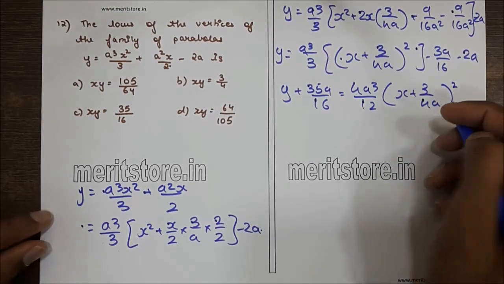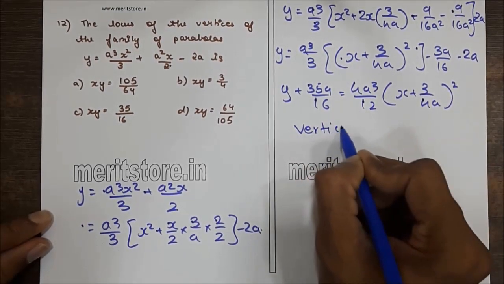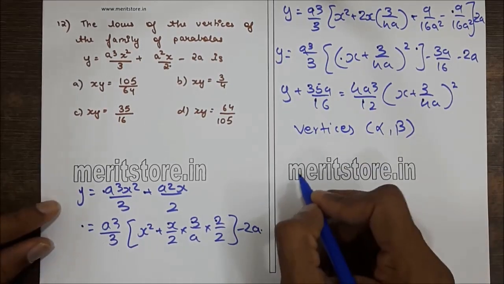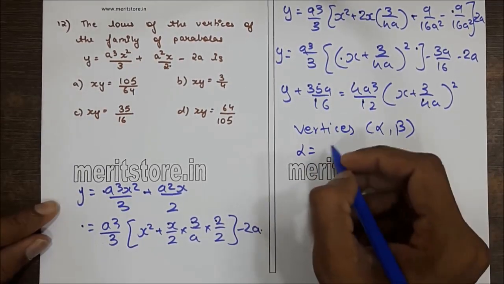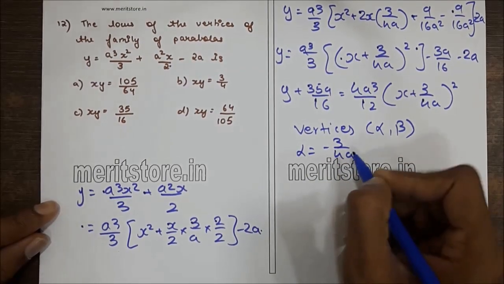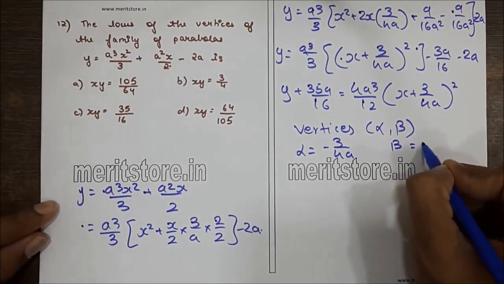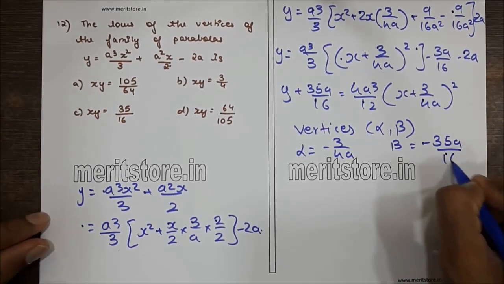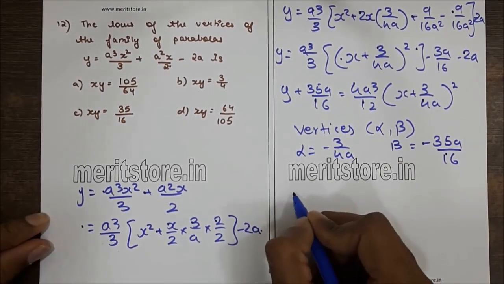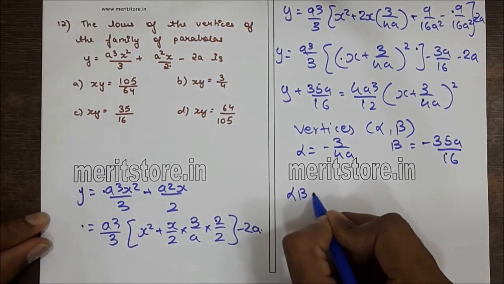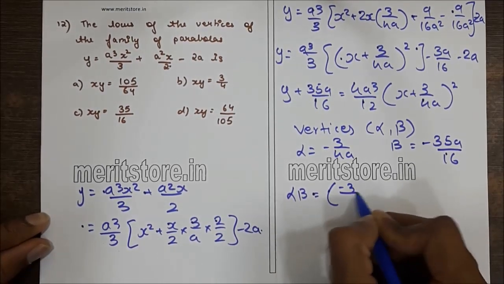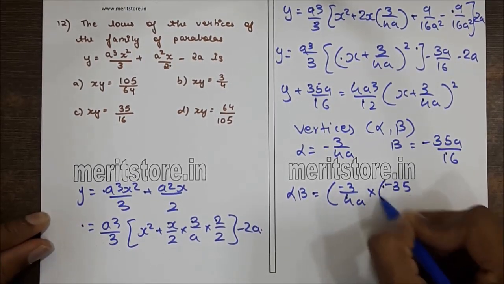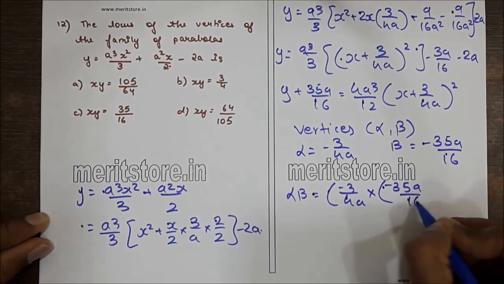So the vertex will be alpha comma beta. So we get alpha is equal to minus 3 upon 4a and beta equal to minus 35 into a by 16. So we can see alpha into beta can be given as minus 3 upon 4a into minus 35 into a upon 16.